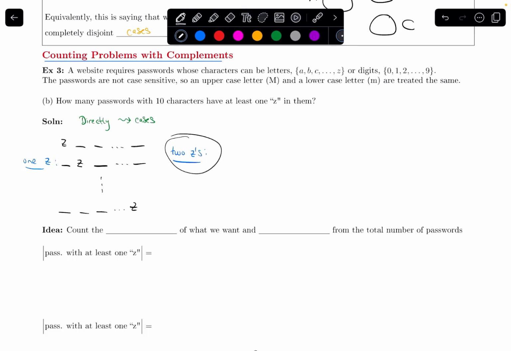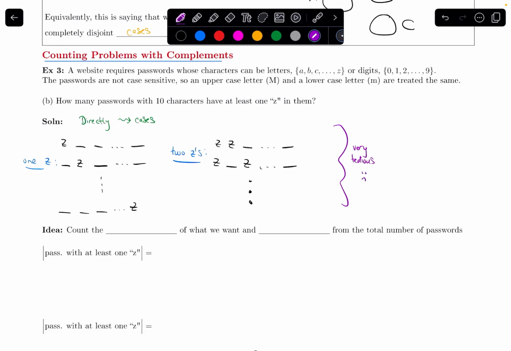I could also have the situation where there's two Zs. Maybe the Zs are in the first two spots, and then everything after that is different. Or maybe there's a Z in the first spot, then something else, and then a Z in the third spot, and then other stuff after that. And there are many, many other ways I can place these two Zs. And then there's the possibility that there's three Zs and four Zs and so on. So counting directly like this with cases seems super tedious. Very tedious to do this with cases.